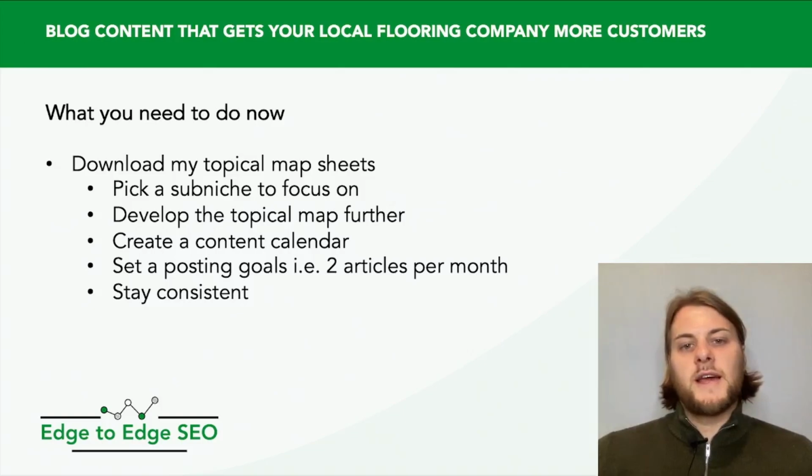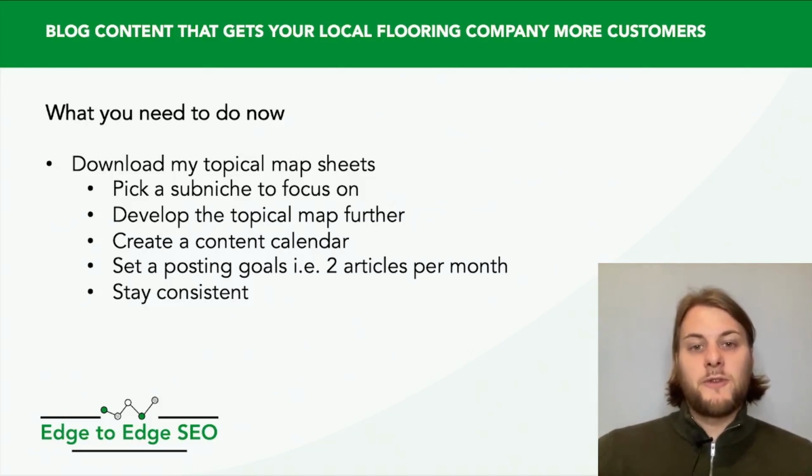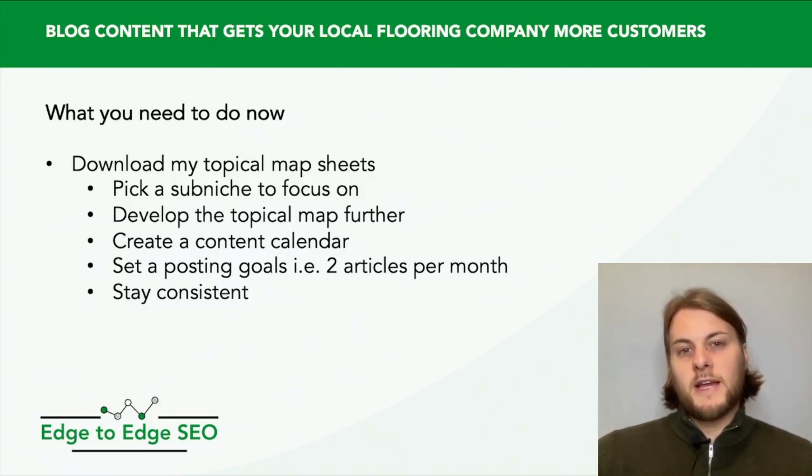You then need to create a content calendar. Now, from the sheets that I have created, I have actually created a content calendar for you as well. That's part of this free download. So I've pretty much created a year's worth of content that you could create for your business. Once you have the content calendar in place, the next thing you're going to want to do is set posting goals. So for example, I would say the minimum any company should be posting is 1 article per month, but ideally 2 articles per month would be the sort of sweet spot.